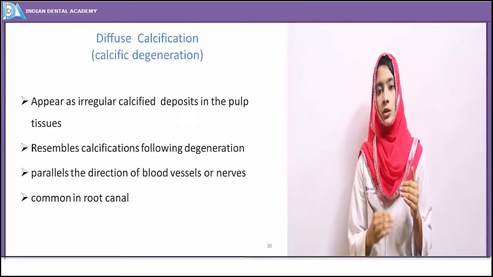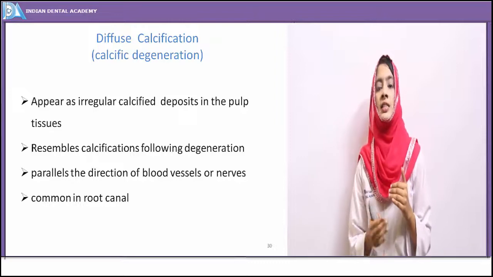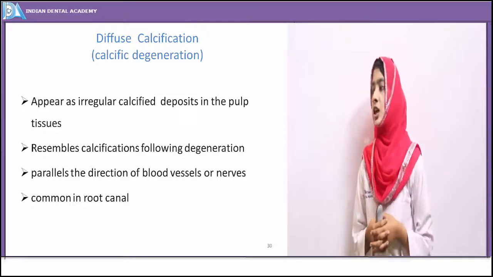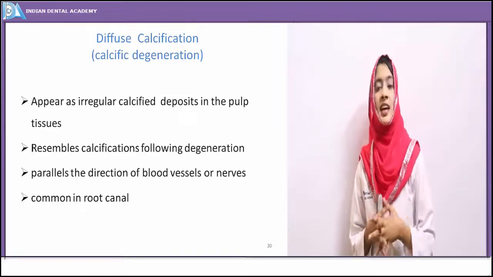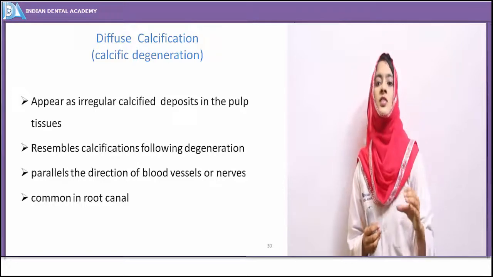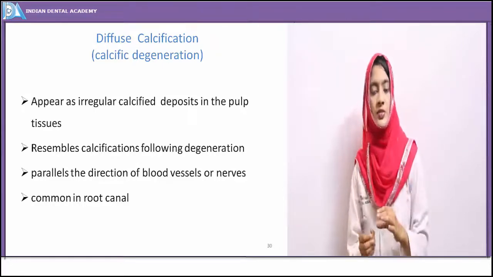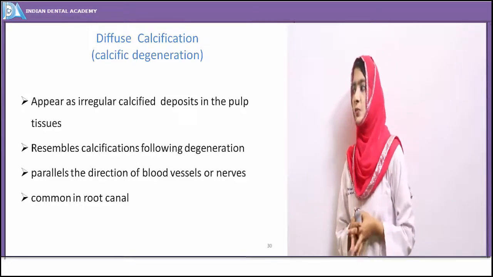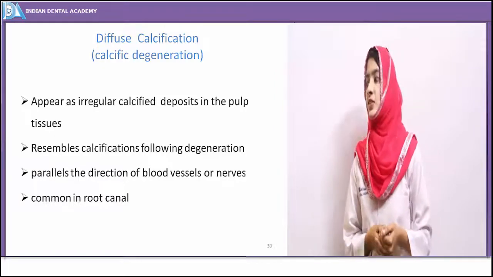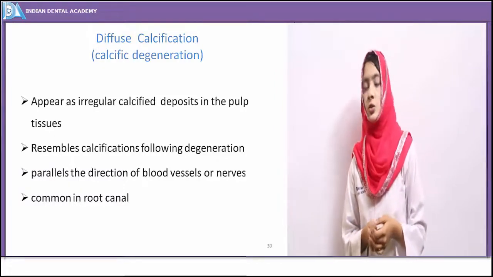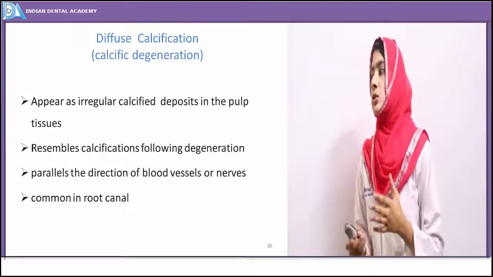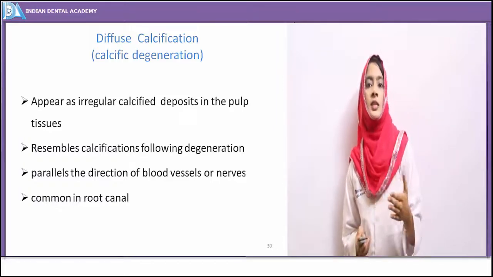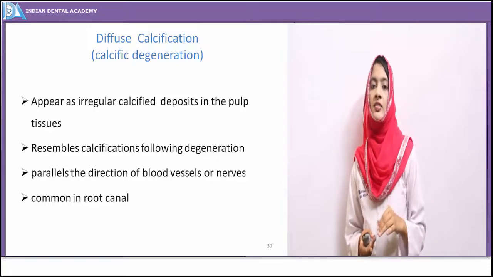The root area and root canals show diffuse calcification. This diffuse calcification, also known as calcific degeneration, appears as irregular calcified deposits which are amorphous and homogeneous in nature, specifically seen as calcified deposits around the blood vessels. They parallel the direction of the blood vessels. These calcifications usually resemble degeneration, and are more common in the root canal.